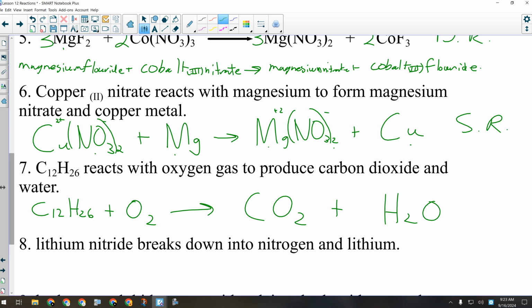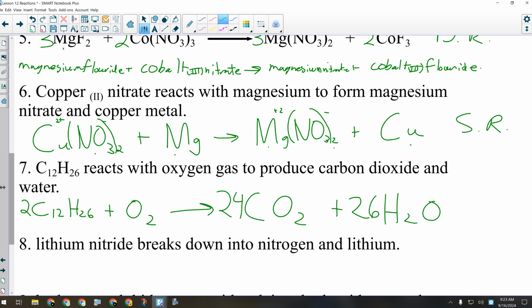We need a rule of 2 because 12 is an even number. All right, 2 times 12 is 24. So I got 24 carbons because now I'm balancing alphabetically. 2 times 26 is 52, I believe. And 26 times 2 is 52.